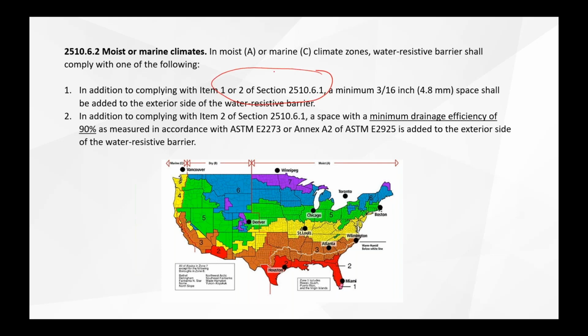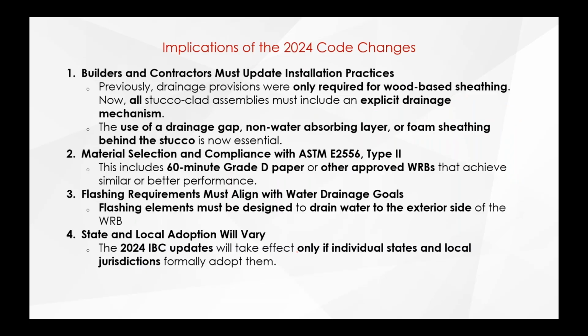You've got to comply with those, but you also have to have a minimum drainage efficiency of 90%, and this is in a 3/8 space. Okay, so basically they're talking about drainage mats there. They're talking about it over here in the marine area and over here in the moist area too. So a big chunk of the country will have to comply with this going forward.